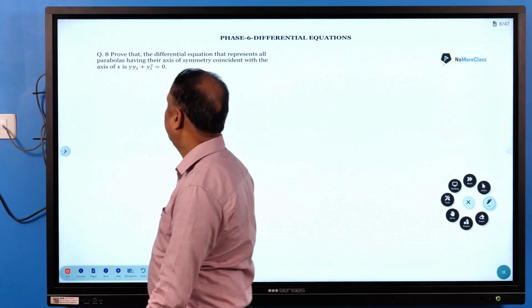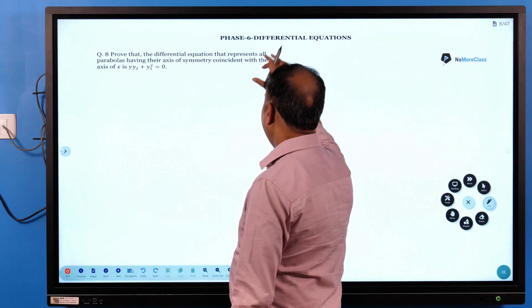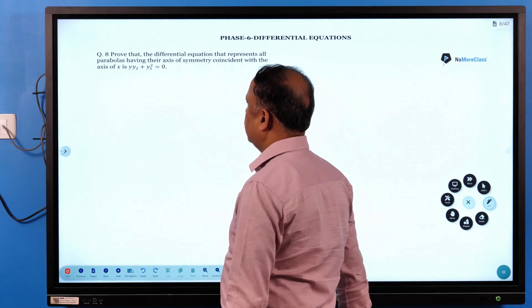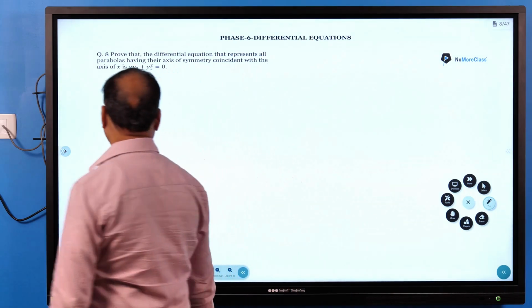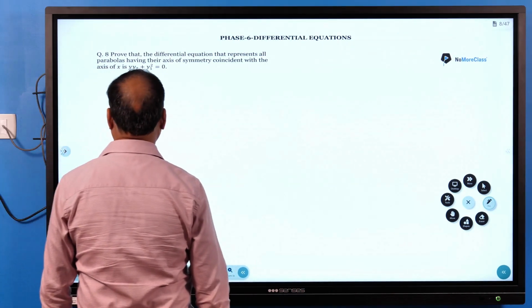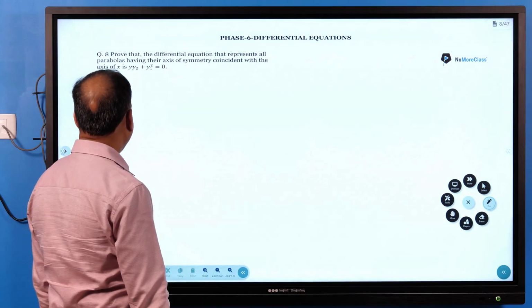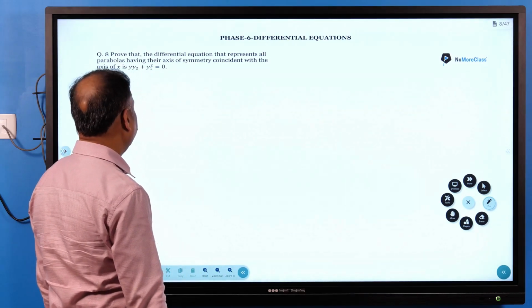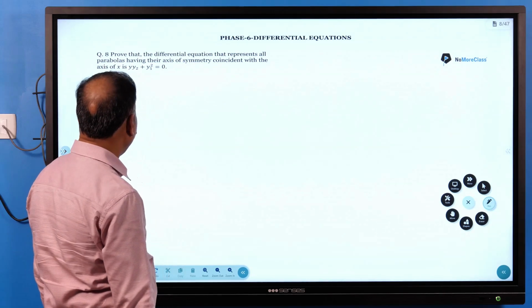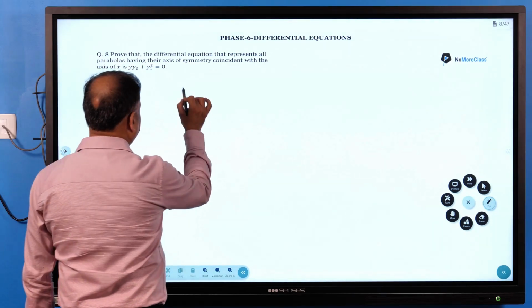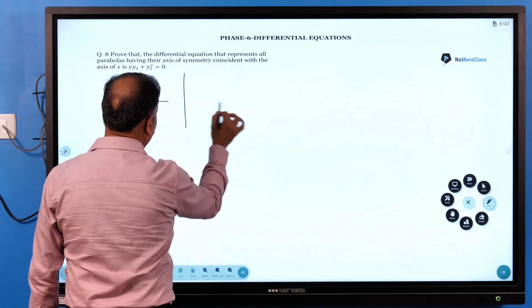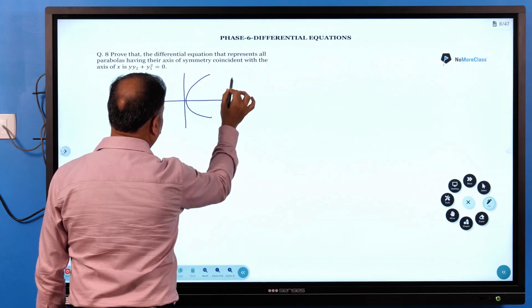Now come to question number 8, exercise 1, phase 6, differential equations. Continuing with this, prove that the differential equation that represents all parabolas having their axis of symmetry coinciding with the x-axis. Axis of symmetry coinciding with x-axis. That means they are talking about parabolas of this type.